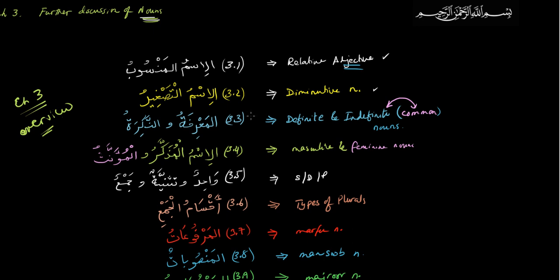Okay, we shall go on now to the next section. We have talked about al-ism mansub, the relative adjective, and al-ism tasghir, the diminutive noun, and we talked about al-ma'rifatun wa nakiratun and al-ism muzakkar muannas last time. Today we're going to talk about the different types of nouns, wahid, tasniya, and jama, how they are determined. So section 3.5 is what we're going to talk about today.